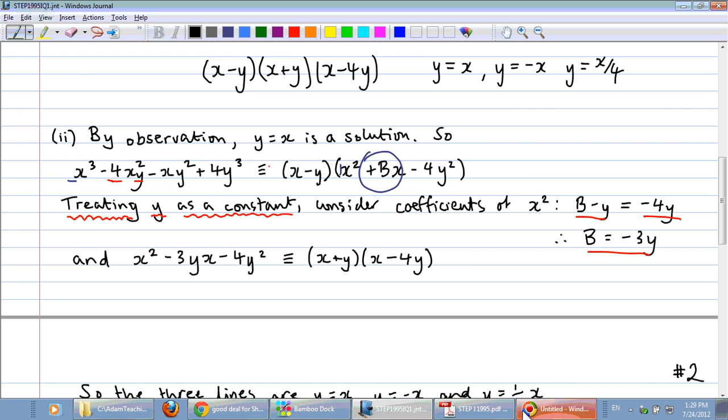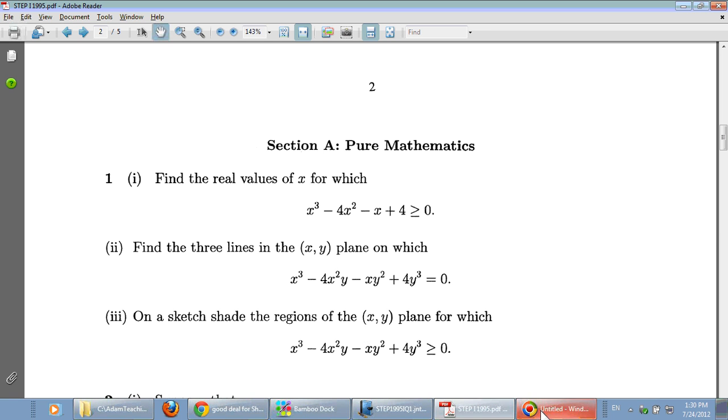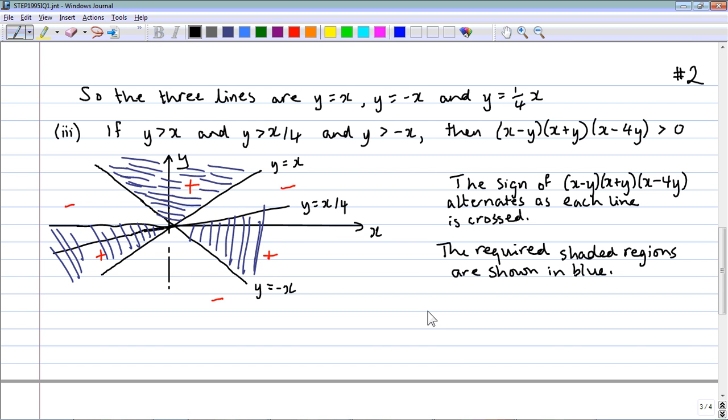Now we'll move on to the third part. Okay, so the third part says, on a sketch, shade the regions of the xy plane for which the given cubic in x and y is greater than or equal to 0. And here's my solution. I apologise for the mess, but I'm not very good at making these drawings. I think it's just about clear enough to see.